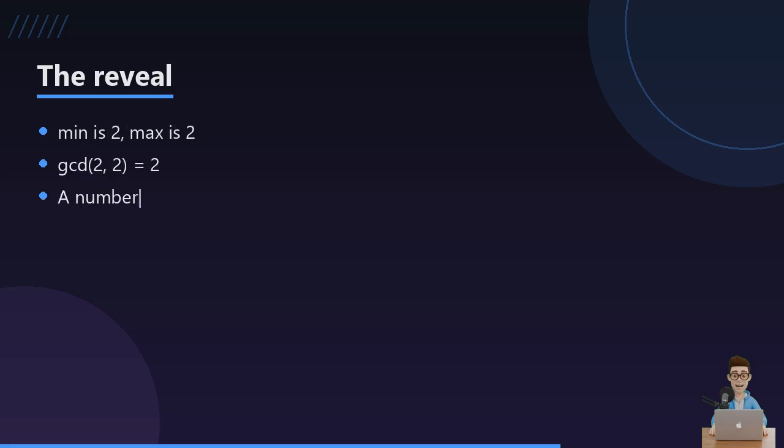The answer is 2. When min and max are the same number, you're just asking what's the GCD of a number with itself. And that's always the number itself. In short, duplicates aren't a special case. The formula handles them for free.